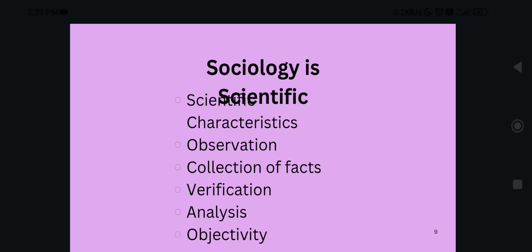Sociology is also scientific in nature. This does not mean sociology studies machines or chemicals. It means that sociology uses systematic methods to study society. Sociologists observe social behavior, collect data, conduct surveys, and analyze facts before drawing conclusions. For example, if a sociologist studies unemployment, they collect information and evidence rather than relying only on personal opinions. Thus, sociology follows a scientific approach in understanding society.